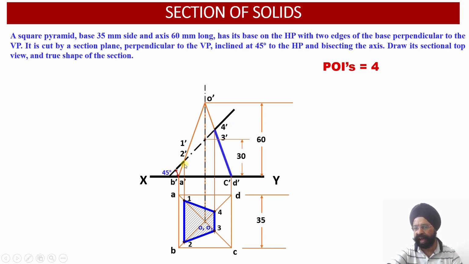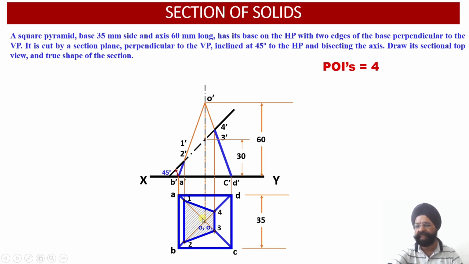Now let us join the uncut portion of the solid. The remaining portion of the solid in the front view will be this one, while this portion has been cut out and discarded, right? Similarly, the top portion of the remaining solid has been joined. The base has been joined and the remaining slant edges have also been joined appropriately. So this completes our front view, which is the sectioned front view.